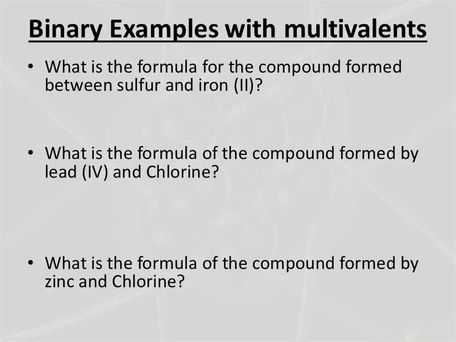It wants to know what formula is formed between sulfur, so sulfur is S, 2 minus based on its location on the periodic table, and then we have iron, and it says Roman numeral 2, so that means it's a 2 plus. Now we're going to swap and drop. Before we can swap and drop, don't forget that you need the positive first. So it should be Fe, 2 plus, and then your S, 2 minus. When you swap and drop them, you get Fe2S2. Now, because they're both 2, they would reduce to FeS.